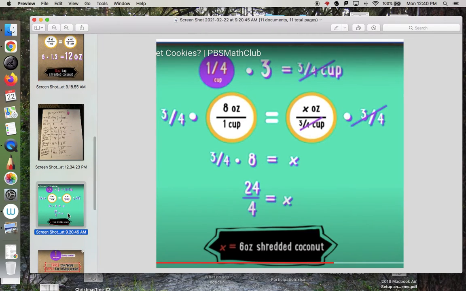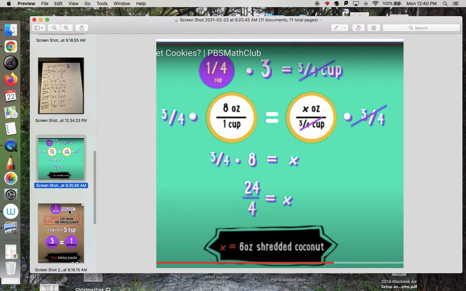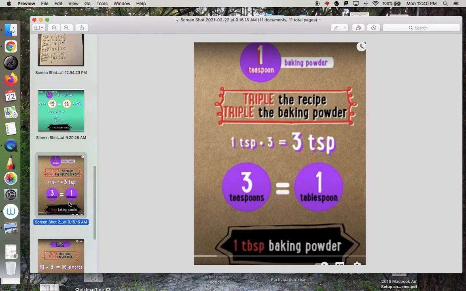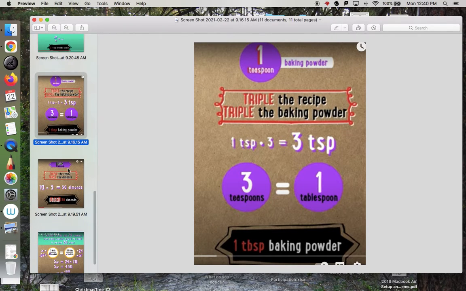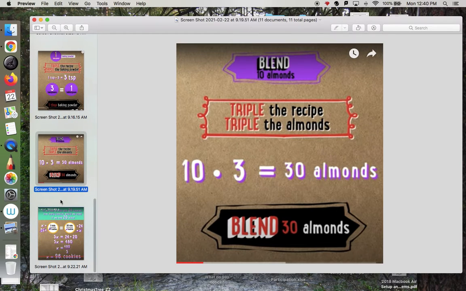Okay, this is when they changed 1/4 of a cup of shredded coconut and figured out that they needed 3/4 of a cup for 3 recipes. Notice the pattern here, they just keep multiplying by 3. And this was the baking powder, and this is where they did 3 teaspoons equals 1 tablespoon. So they converted that. And this is the 10 almonds for 1 recipe, it's 30 almonds for 3 recipes.